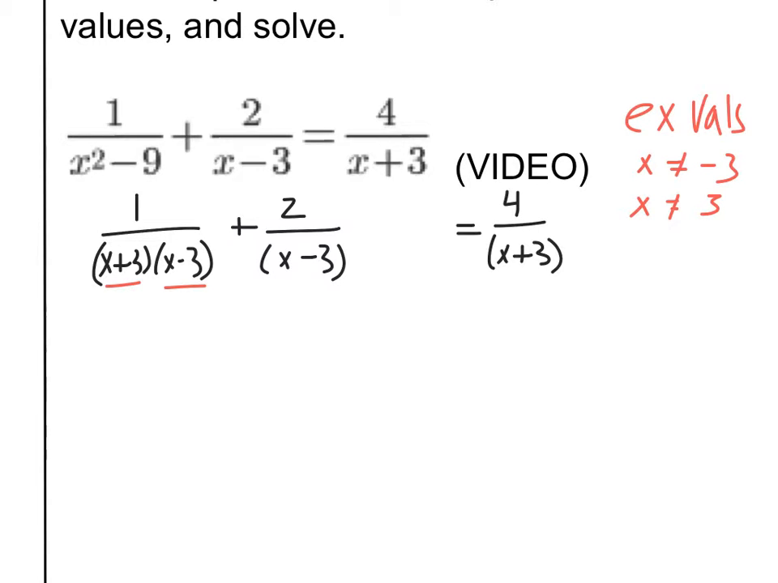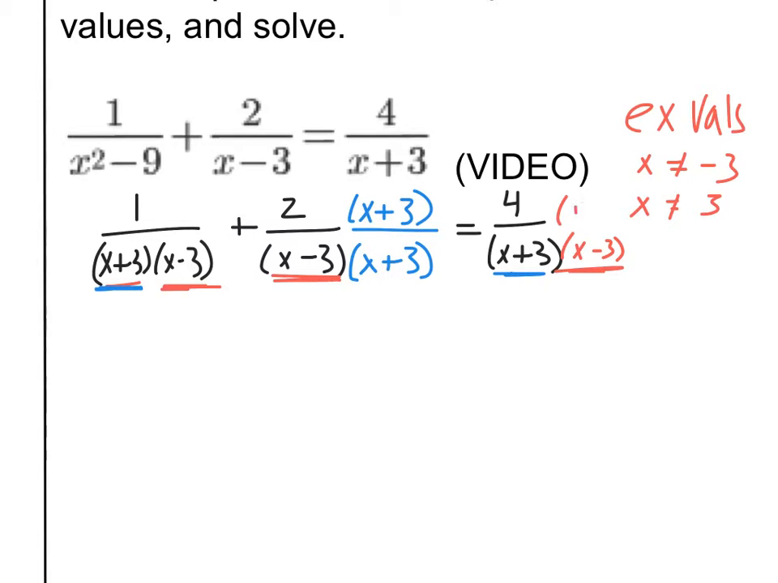Okay, I'm going to try to get the same denominator in all three of my fractions. So I'm going to look for x plus 3's. My second fraction does not have that, so we need an x plus 3 over an x plus 3. And now I'm going to look for x minus 3's. My second one has that, but my third does not. And by the way, my third does have an x plus 3. So we're going to have an x minus 3 there and an x minus 3 there.